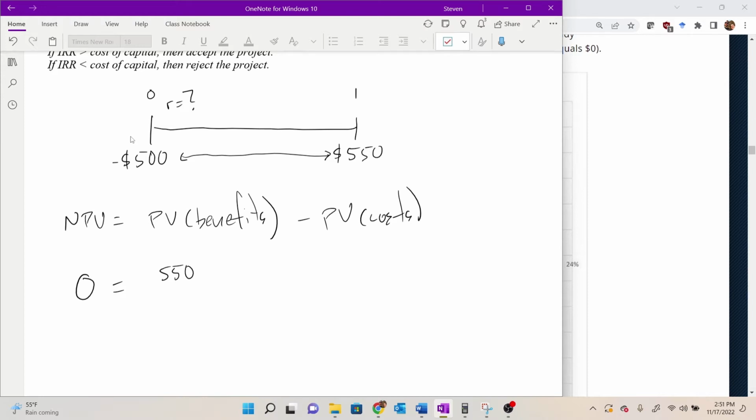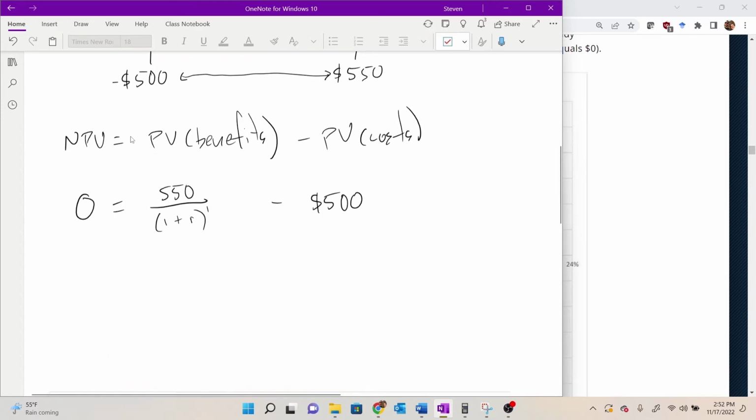Discounted back one time period to get it in time period 0. So we're going to divide that by 1 plus r raised to the 1. That'll give us the present value of the benefits. Subtract from that the present value of the costs, which are already in time period 0, so no adjustment is needed. And then we can just play a little bit of algebra games here to solve for this r.